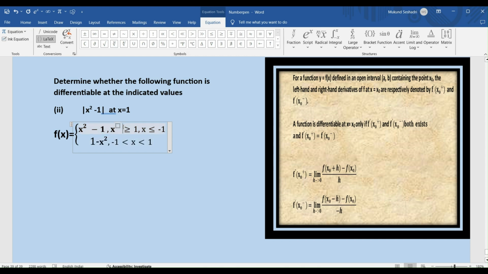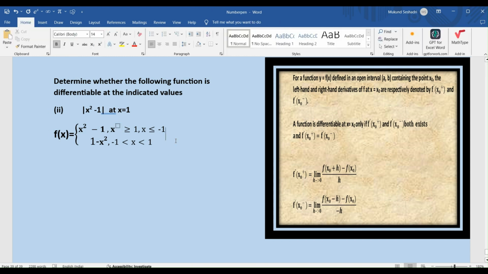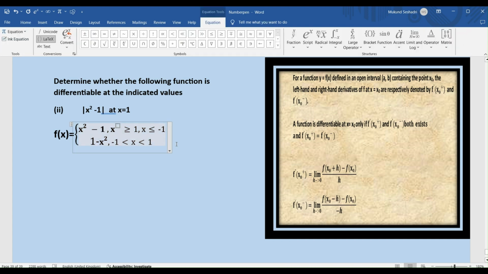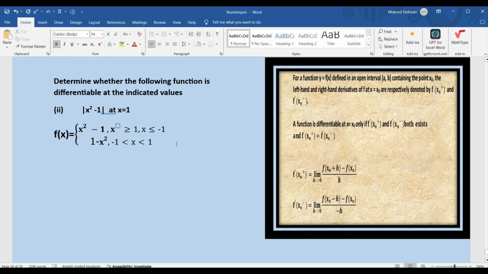So I'm going to repeat this. So what happens is my f of x becomes x square minus 1 for x greater than or equal to 1 and for x lesser than or equal to minus 1. And I have 1 minus x square for x belonging to minus 1 to 1 open interval, right? So that is how we rewrite this function, and it's very important you understand this step before we proceed ahead, right? So now let's examine the differentiability at the point x equals 1, right?